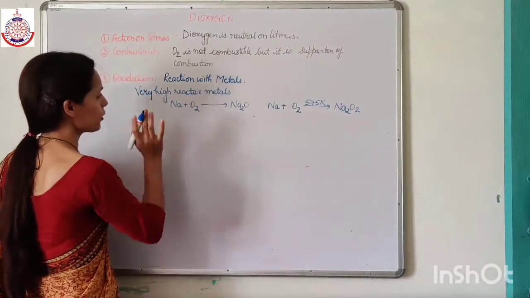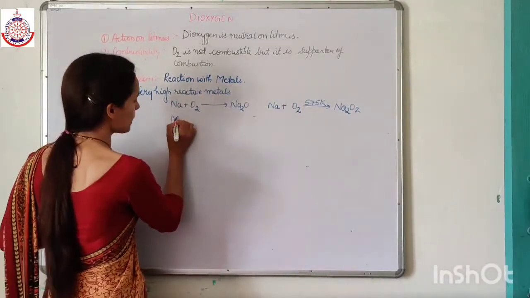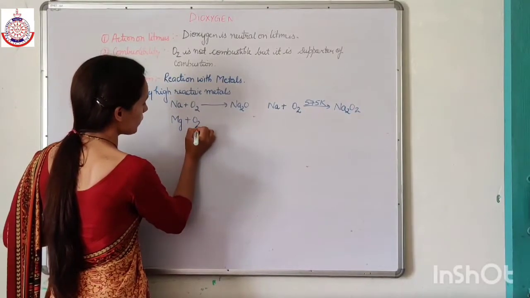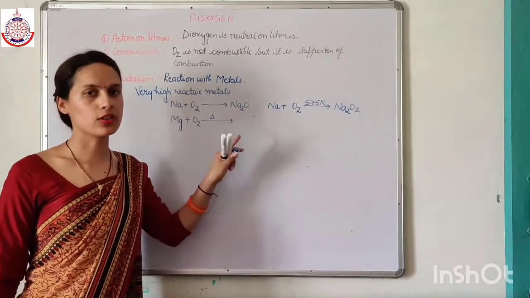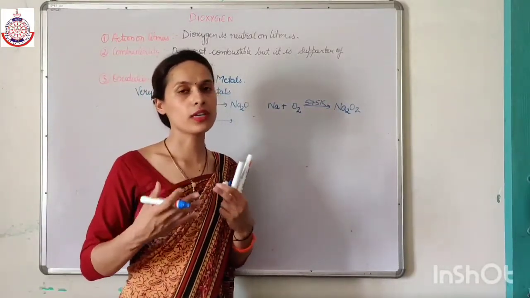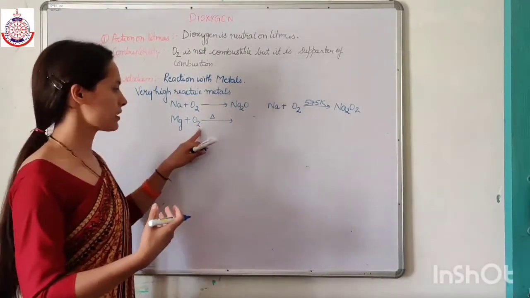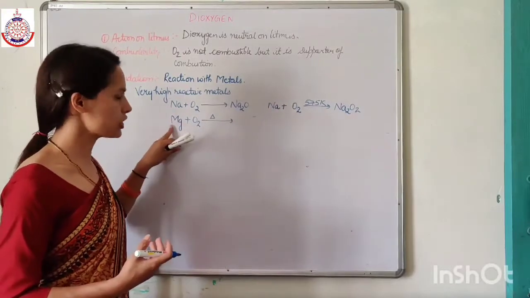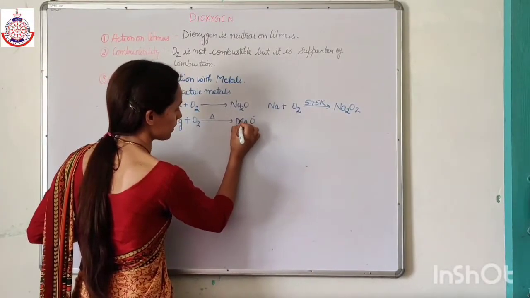Now, if I talk about magnesium, which is less reactive than sodium, magnesium reacts with dioxygen on heating, but the amount of heating required is very less. So on burning magnesium in the presence of oxygen, we get magnesium oxide.